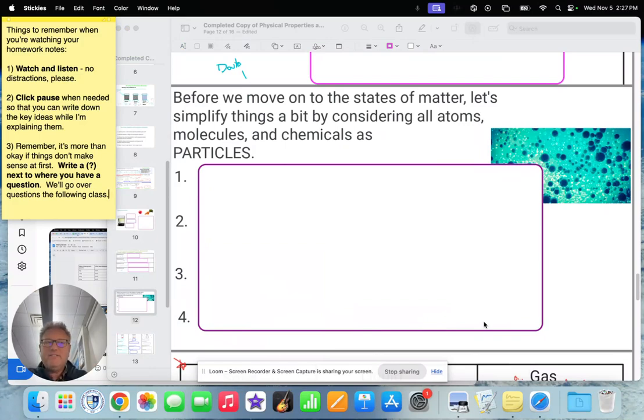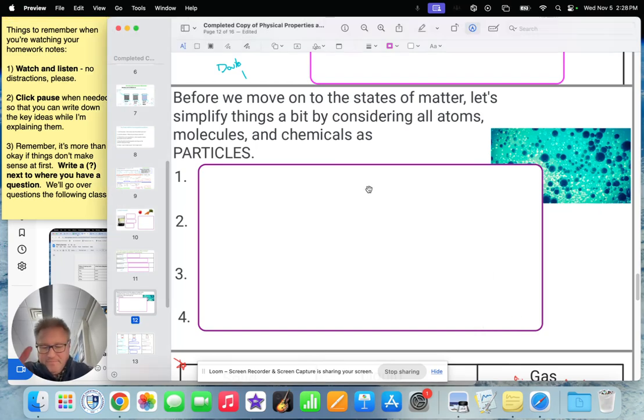This is for pages 12, 13, and 14 in your notes. Only 3 pages, but a lot of important ideas. So please listen closely and write down everything you see, and write down questions when you have questions. So here we are on page 12. At this point, we're going to be talking about states of matter and changes of state.